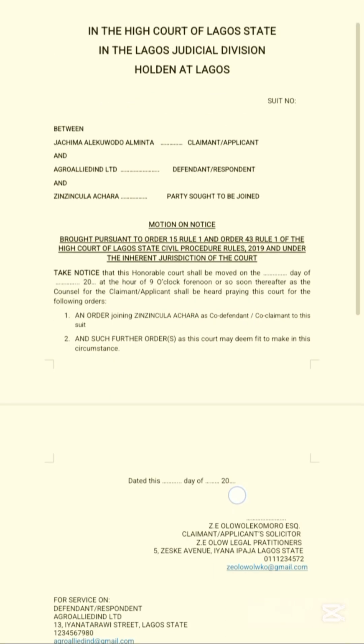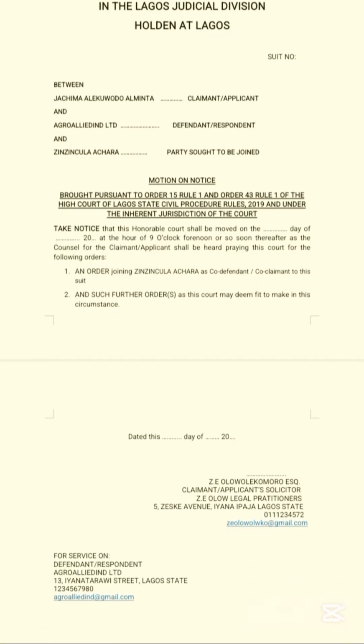Then you now have the second part, which is "and such further orders as the court may deem fit," because the court can make another order apart from the order that you prayed the court to make. So that particular one is called the omnibus clause. The omnibus clause is usually in every motion.